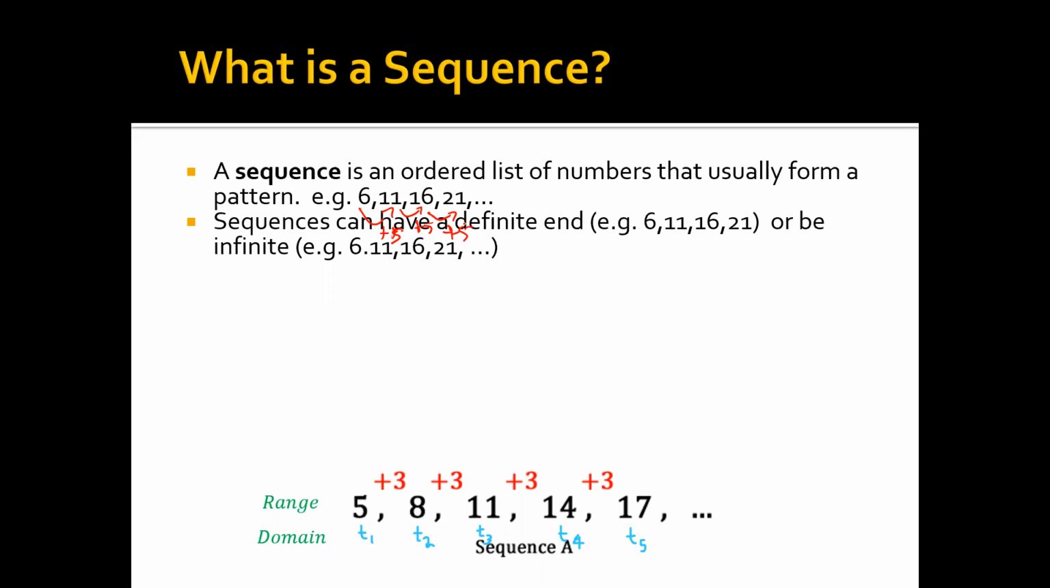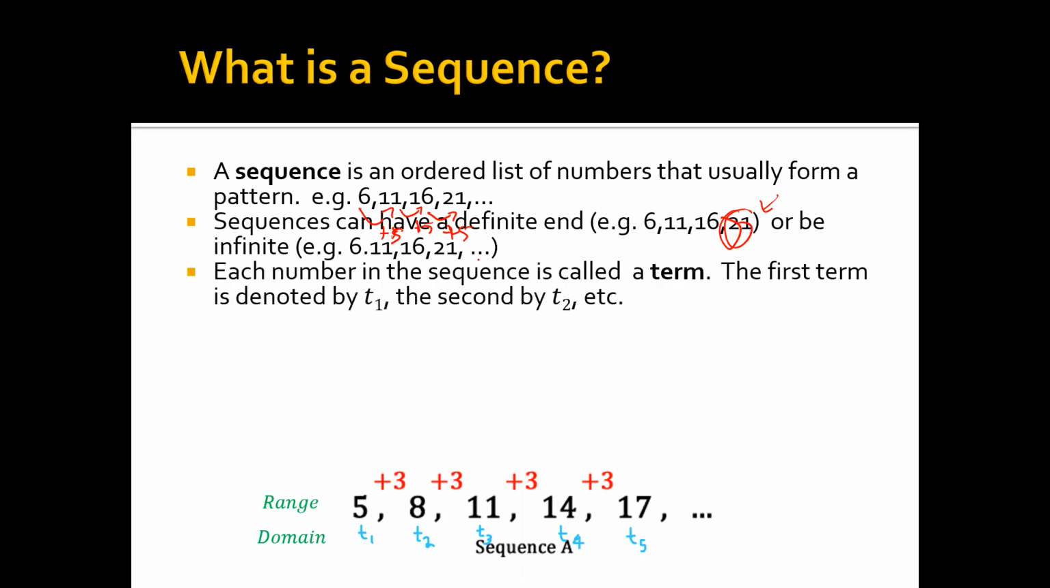So sequences have a definite end. They can either have a definite end or they can be infinite. So you can have an infinite sequence or you can have a definite sequence, which basically means that it has an actual end. So it stops, for example, in this case at 21 and it doesn't continue. Or you could have an infinite one, which means it goes on forever.